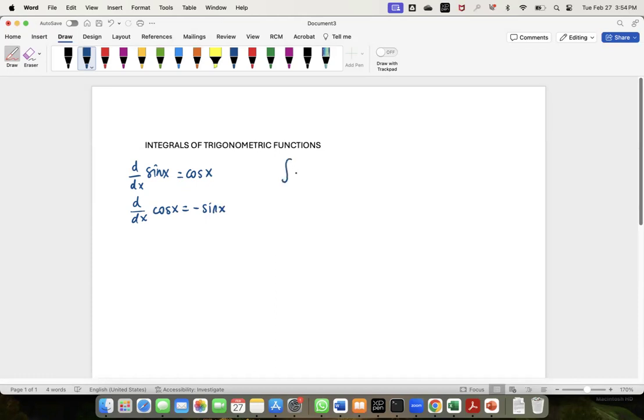That means if you take the integral or antiderivative of cosine x dx, that's going to be sine x plus the integration constant. And if you take the antiderivative of sine x this time, it is going to be negative cosine x plus the integration constant. And you can do it a similar way.